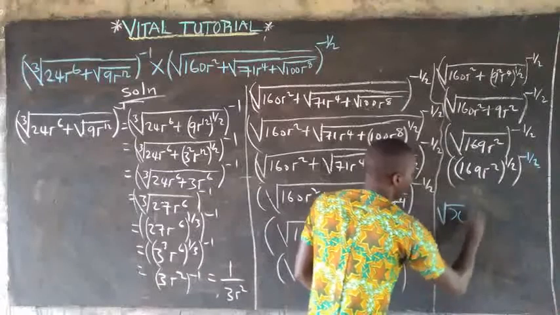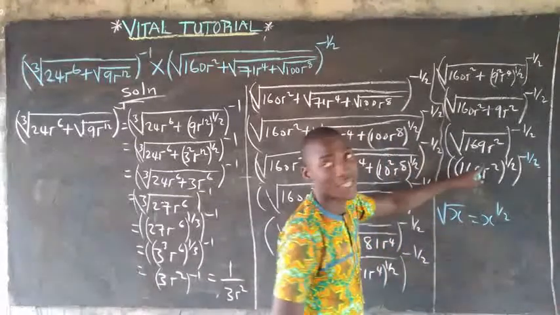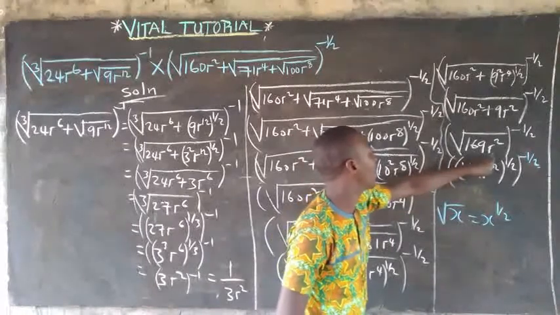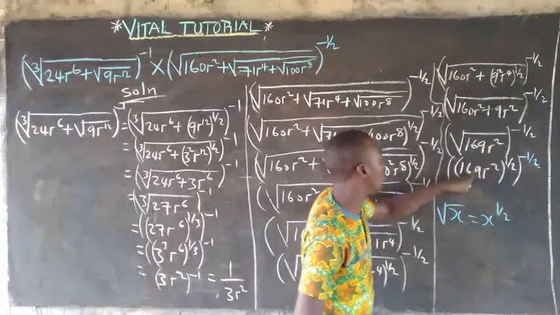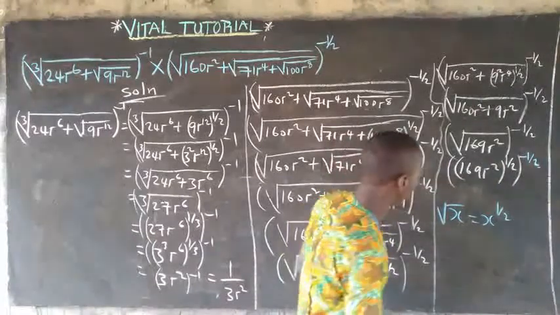The square root of s is the same thing as s to the power of 1 all over 2. And as you can see, this is 169 r to the power of 2. Because of this square, we change to what? 169 r, everything to the power of 1 all over 2.